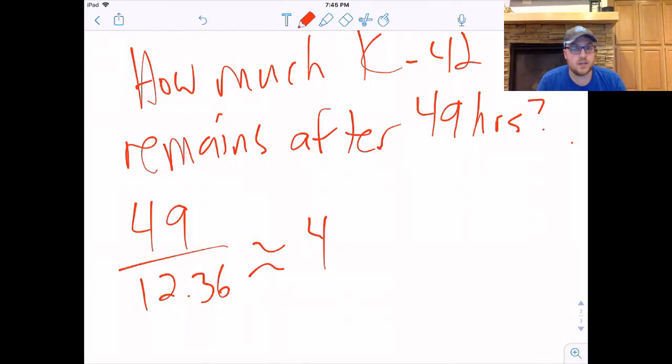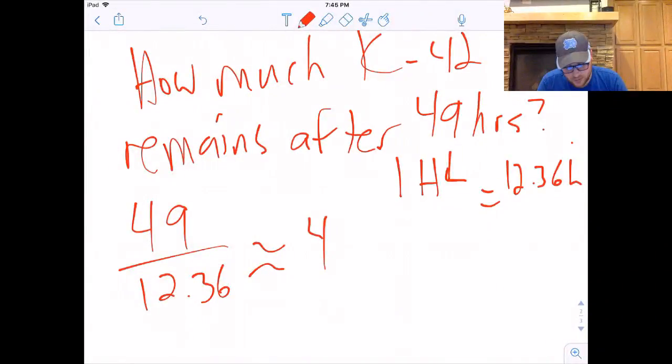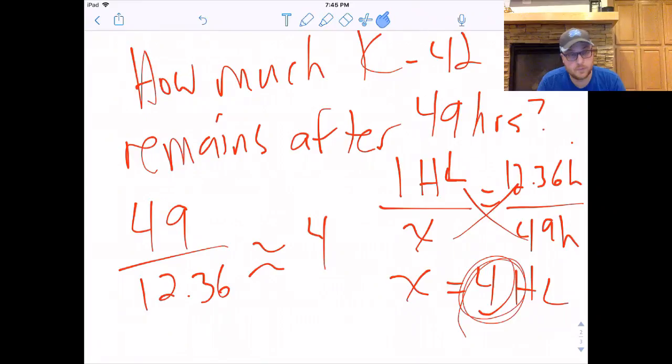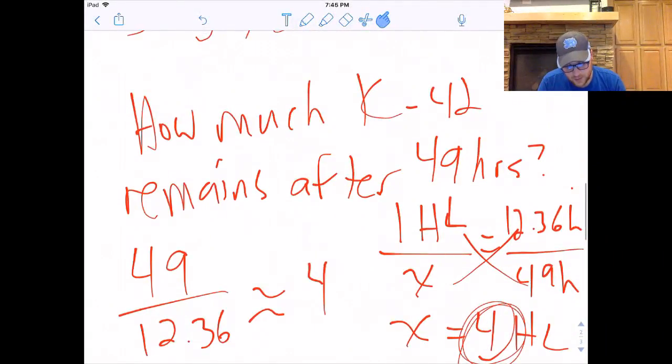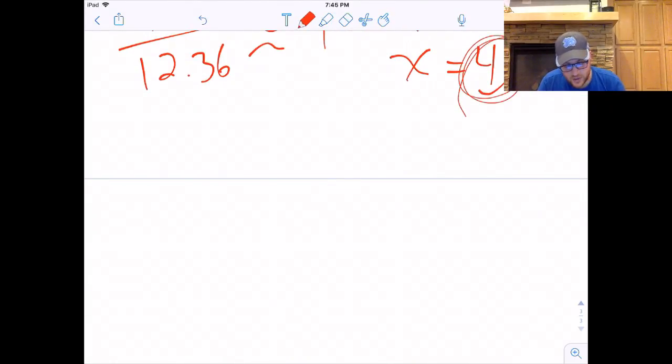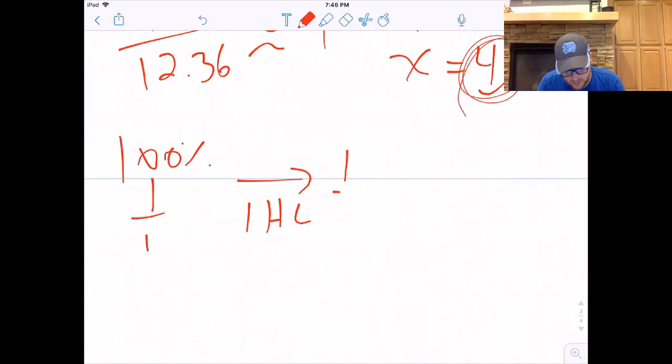You can also set up a proportion where if one half-life is 12.36 hours, how many half-lives is 49 hours? Multiply and divide, and again, you'll get 4 half-lives. So I have to divide by 2 4 times. How much K42 remains after 49 hours? They didn't give you a starting mass, so you start with 100% or 1 over 1. And you have to divide this by 2 4 times.